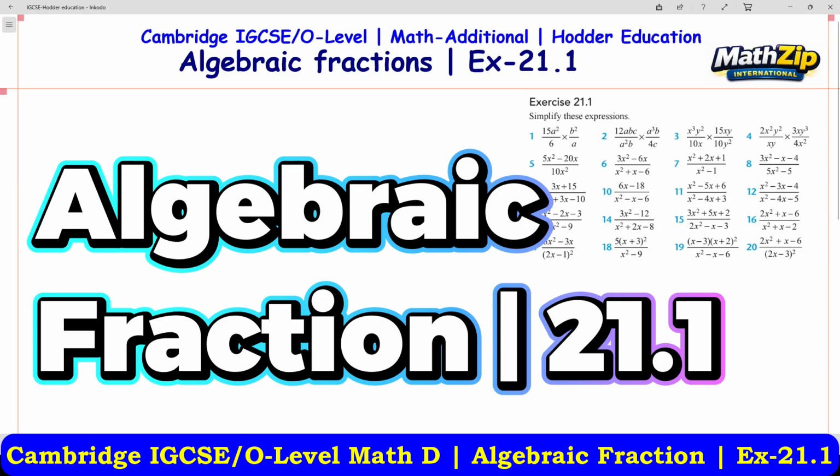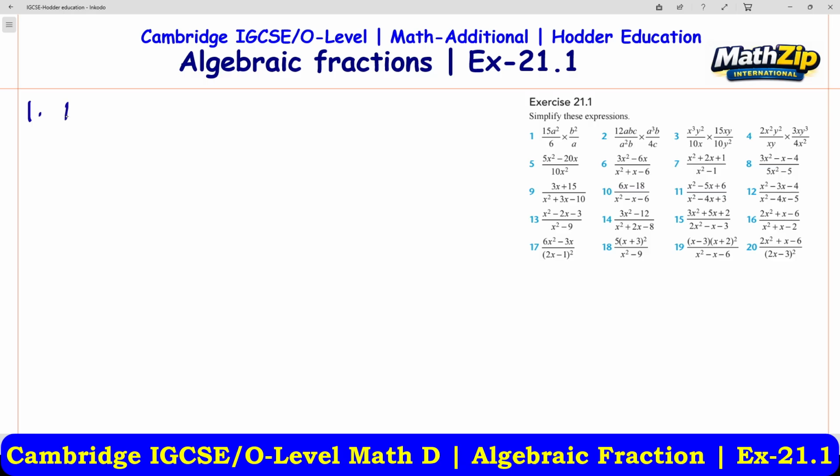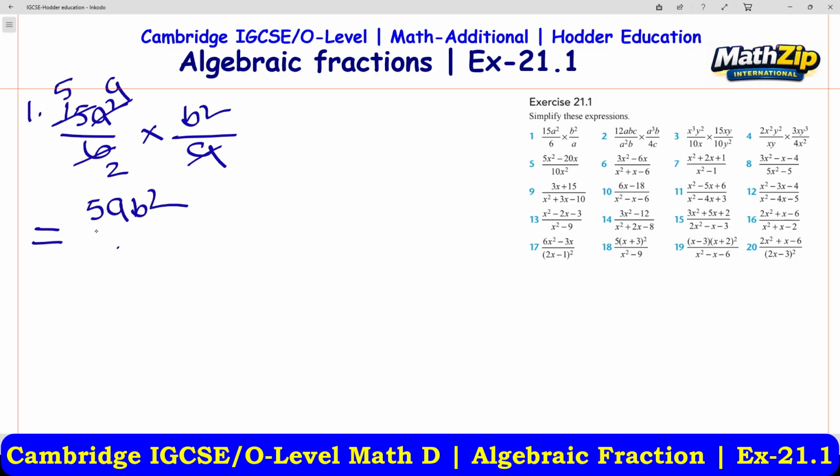Today's topic, algebraic fractions. Number 1, we are going to simplify 15a² ÷ 6 times b² ÷ a. So very simple. 15 is a coefficient of a². This 15 we can divide by 3, we will get 5. This 6 we can divide by 3, we will get 2. And here is a², we can divide it by a, we will get a. So finally we get 5ab² ÷ 2.